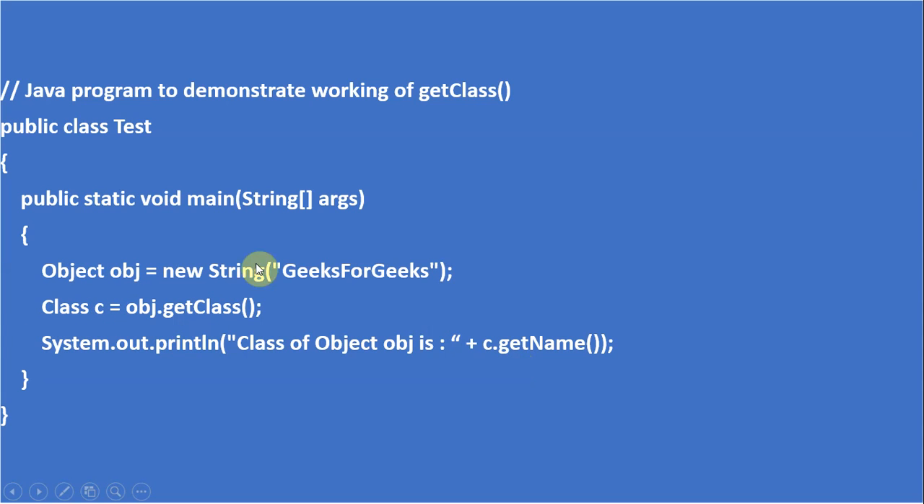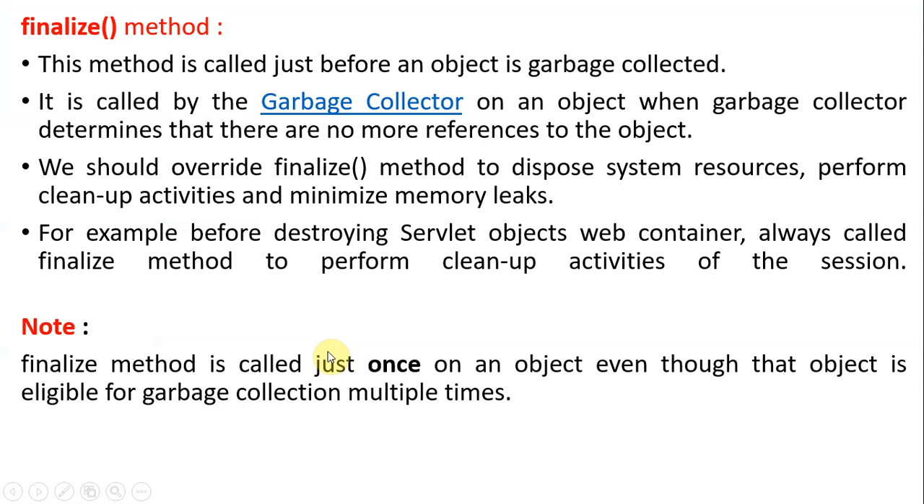We have a class name in c. To get that class name, we have the getName method, so c.getName, and we print it. And the finalize method, we already discussed this method. It is useful in the garbage collector.